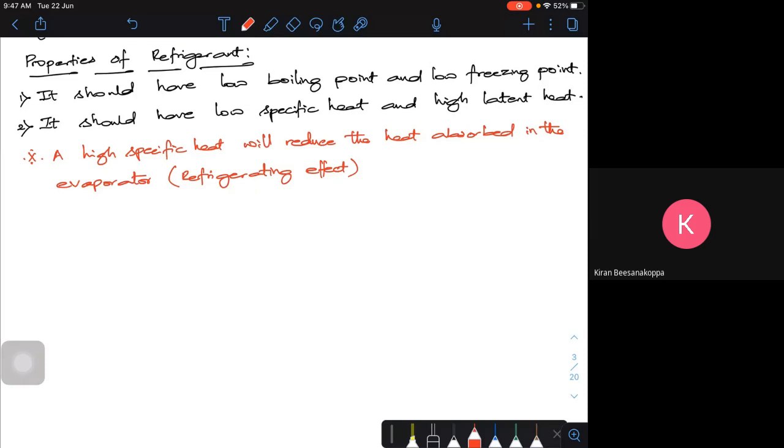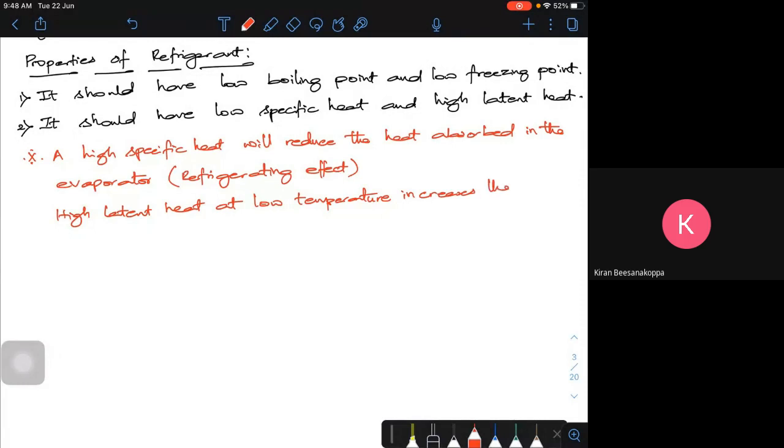Now, at the same time, if I have high latent heat, the advantage is that this will make your refrigerant work even at low temperatures. Okay, a high latent heat at low temperature. What will be the operating temperature of your refrigerant? Maybe -10, -20, -30 degrees, something like that.